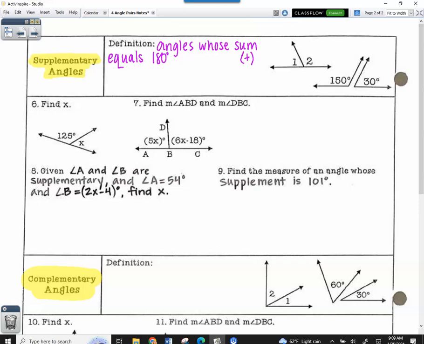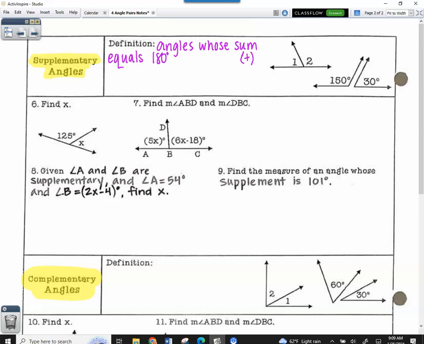True or false? The linear pair angles that we just worked with are supplementary. True? Yes. We said that they add together to equal 180. Now we've learned the second vocab word to tie to that, and that is supplementary.